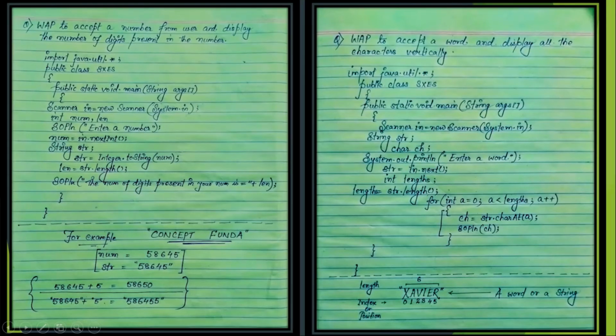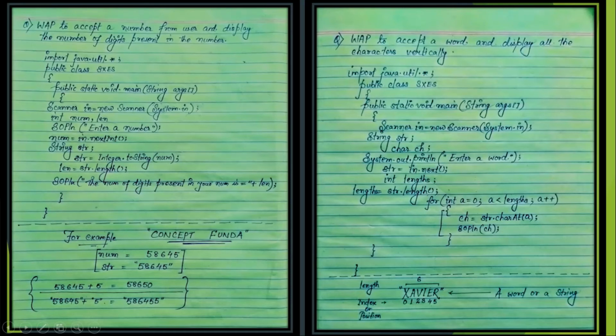ch is equal to str.charAt(a). What is the use of str.charAt? This str.charAt is utilized to extract an individual character, and a will give the position. Let's suppose the initial value of a is 0. Over here I have written everything. See, index or position. The position of x is 0, the position of a is 1, the position of v is 2, and so on. The position of r is 5. Okay. So SOP-ln ch, that means what?